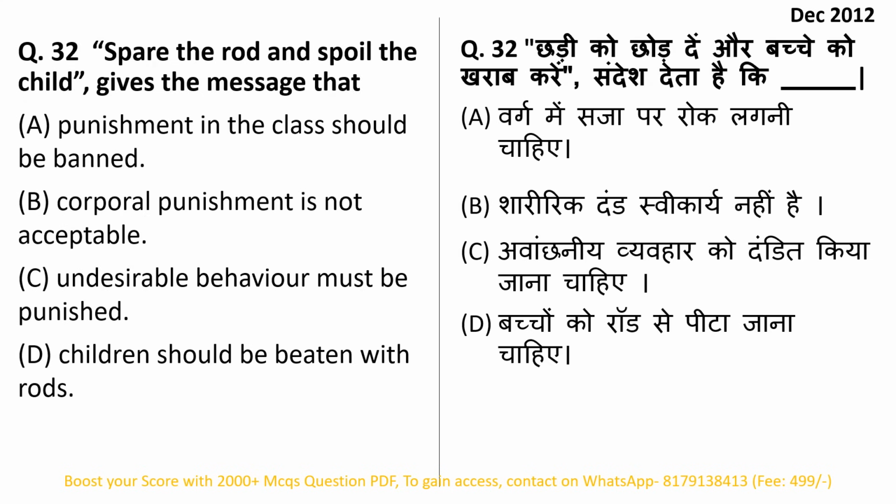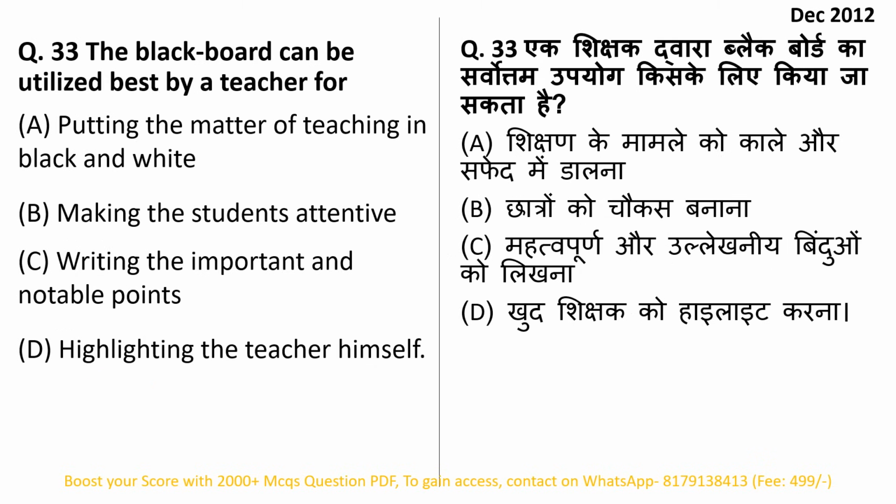Spare the rod and spoil the child gives the message that punishment in the class should be banned, corporal punishment is not acceptable, undesirable behavior must be punished, or children should be beaten with rods. This is absolutely not right. The right answer is undesirable behavior must be punished. Like if a student harms another student, that is an undesirable behavior. It should not be accepted and the student should be punished.